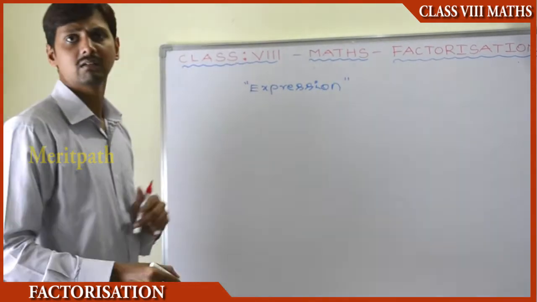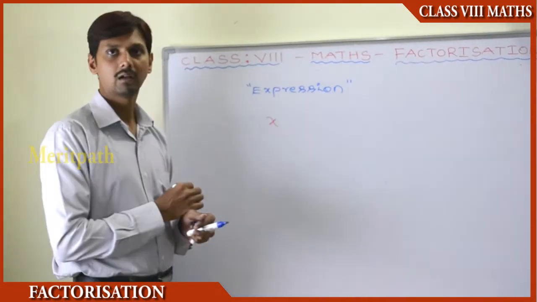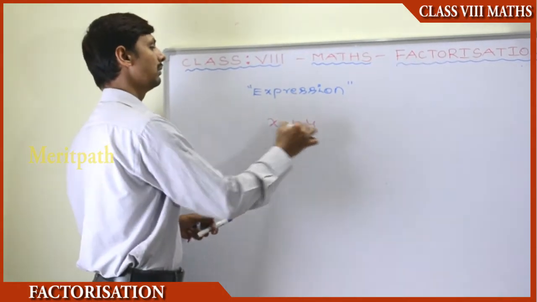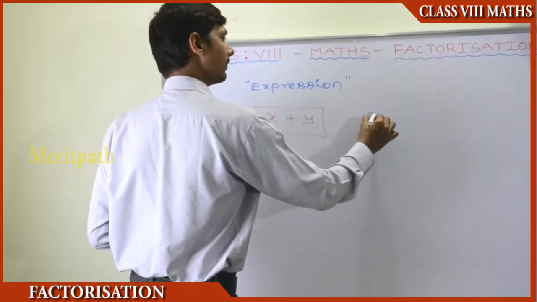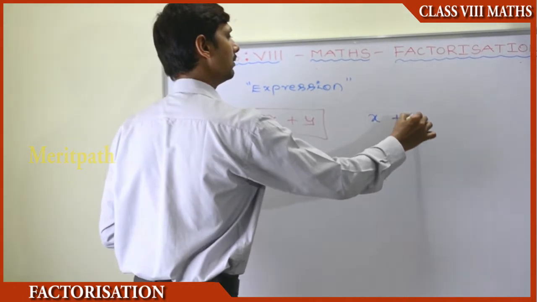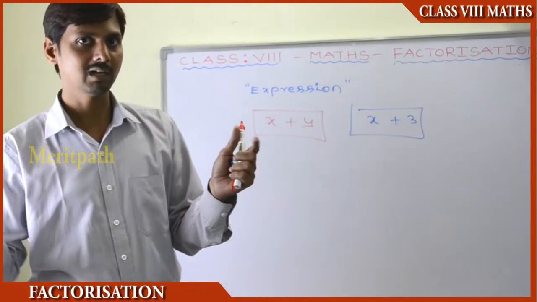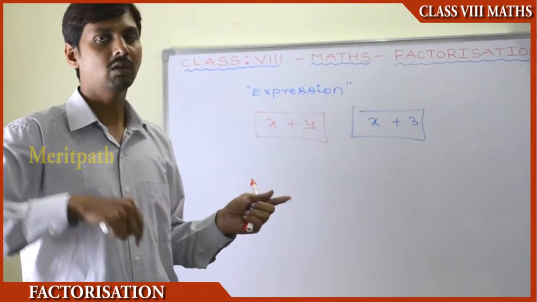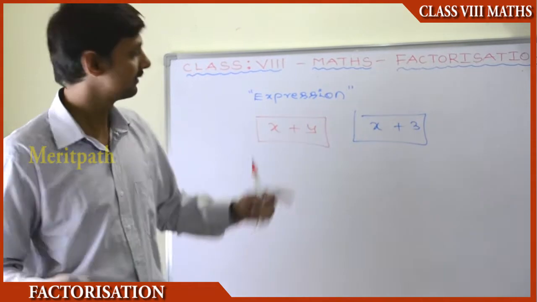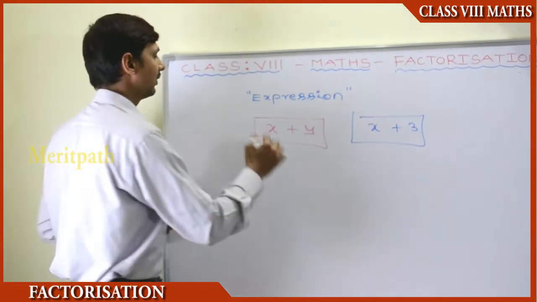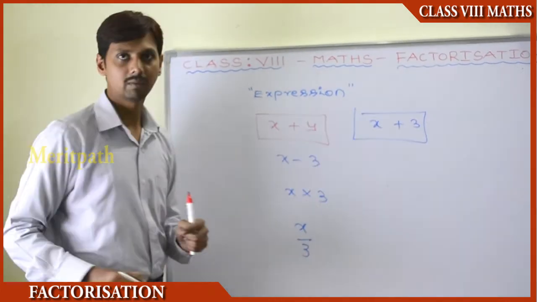Expression is nothing but when we have taken any variable, for example x, and it is added to another variable y. It's called an expression. It's not only that, when we take a variable and a constant number together, it is also called an expression. The combination of variable and variable, or variable and constant, under the operation of addition, subtraction, multiplication or division is called an expression. So for example, x minus 3, x into 3 or x by 3.